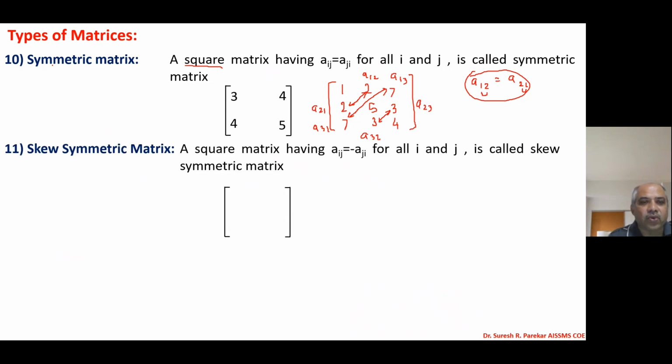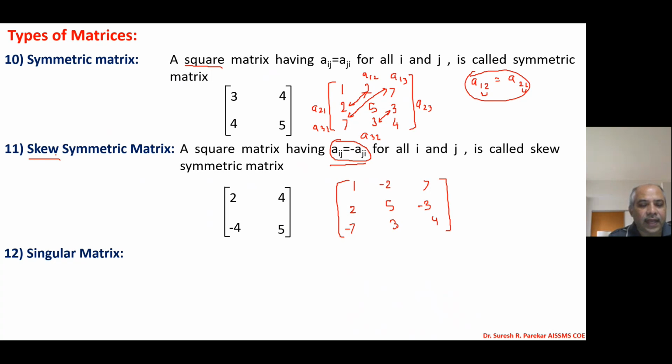So now we have a skew symmetric matrix. What is the change? You can see Aij should be equal to minus Aji. Means if I write the above matrix, which is symmetric, 2, 5, 3, 7, 3, 4. And then in this case, we have these values negative. If this is 7, you can say this as minus 7, 3, minus 3. For any value where we have Aij equal to minus Aji, we are going to say it as a skew symmetric matrix.